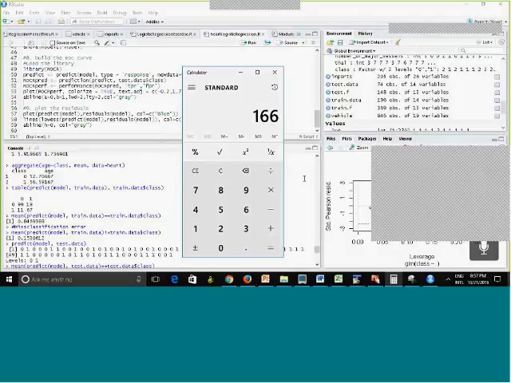Equals, and I divide it by 196. This gives me the classification accuracy. So this is one way to do it. I did it on a calculator.